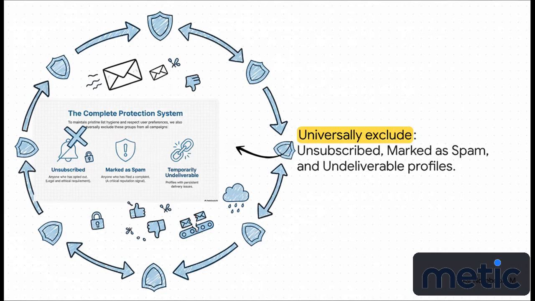And finally, your protection system is made complete by always universally excluding 3 other groups. Anyone who's unsubscribed, that's just a legal and ethical must-do. Anyone who marked you as spam, that's a huge reputation signal you can't ignore. And anyone who's temporarily undeliverable, just to keep your list hygiene squeaky clean.